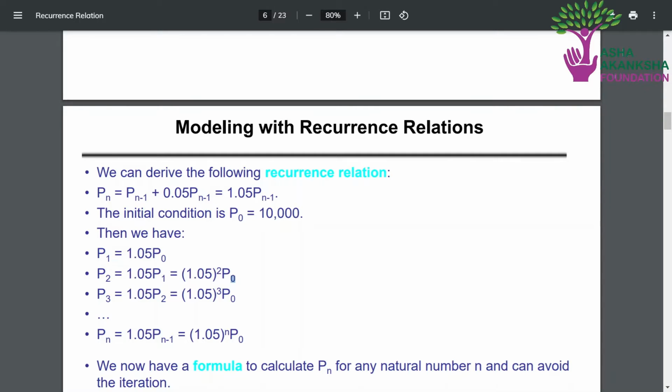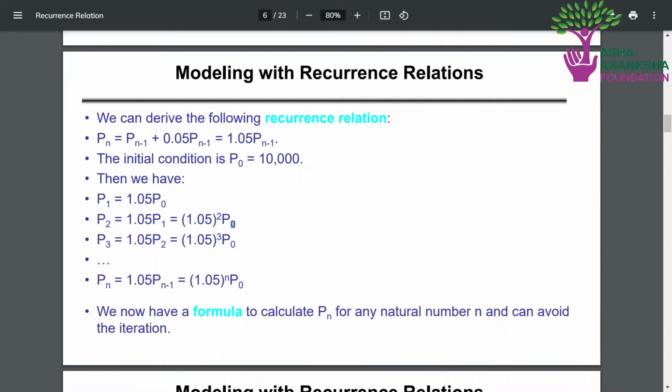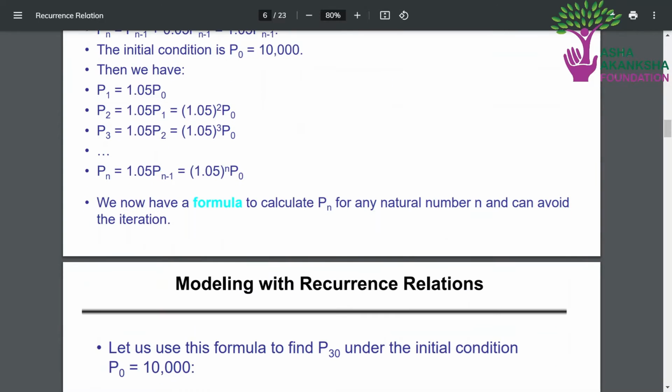As we go further, the power of 1.05 increases and this P0 remains the same. So for Pn, that is the amount after the nth year, it is equal to 1.05 to the power of n times P0. In the end, we are able to determine the amount after the nth year in terms of the amount in the previous years. All right. So this is a formula to calculate Pn for any natural number n, and we can avoid the iteration.